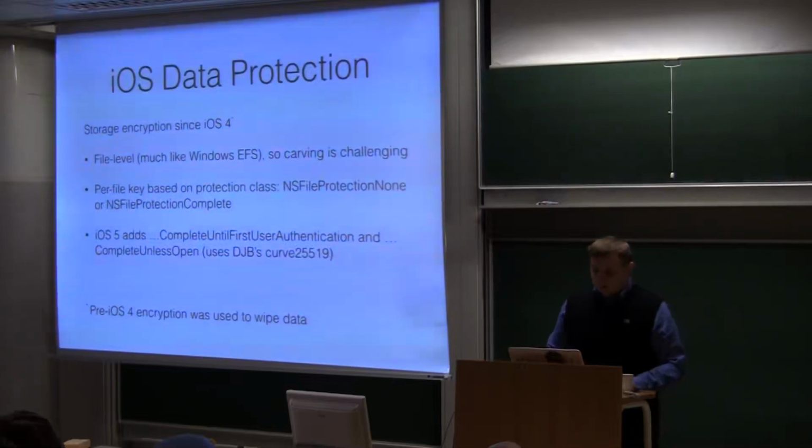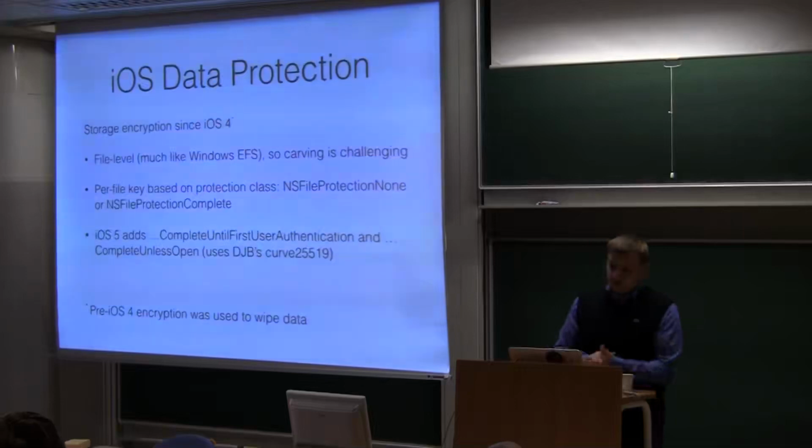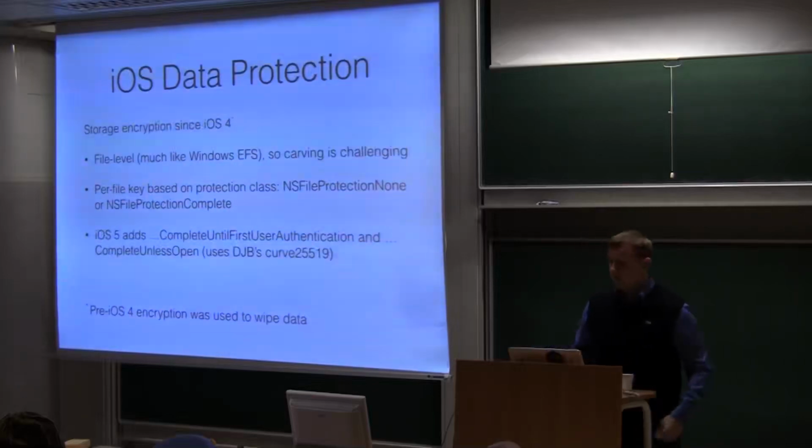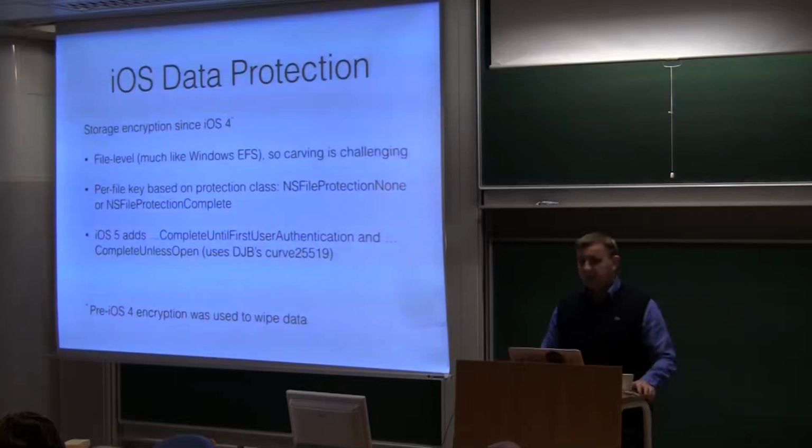iOS 5 added two new classes. One, complete until first user authentication, which prevented access to the file until the user has unlocked the device at least once. And once the device is unlocked, that file remained accessible until the device is powered off or rebooted. And the second new one was complete unless open.